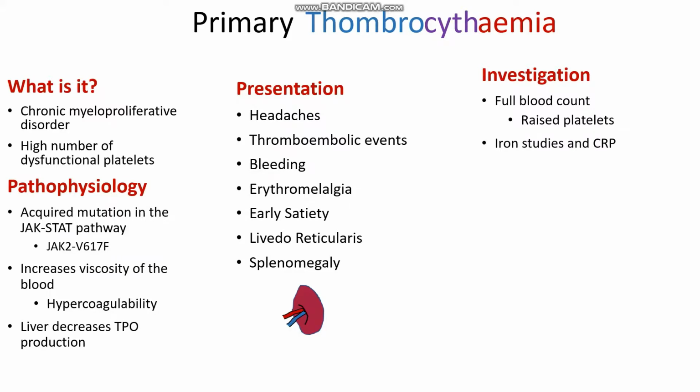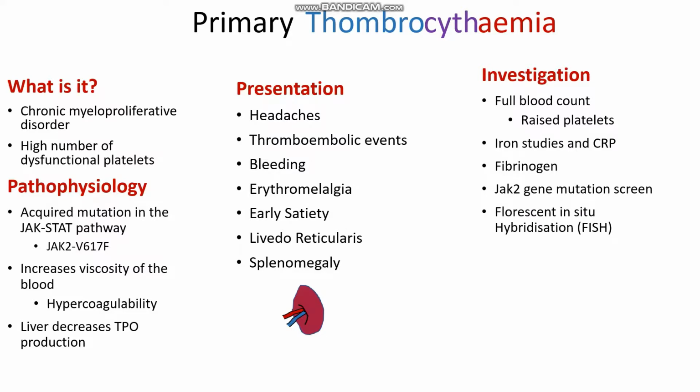If iron studies is normal and CRP is normal, it's unlikely to be a secondary thrombocythemia. We can also look at fibrinogen, because fibrinogen is often raised in secondary thrombocythemia, where we're either bleeding too much or we have an infection. So if fibrinogen levels are normal or low, it's unlikely that it's going to be a secondary thrombocythemia. Then, of course, we can just do the JAK2 gene mutation screen again. And if this is positive, it's almost always going to be primary thrombocythemia.